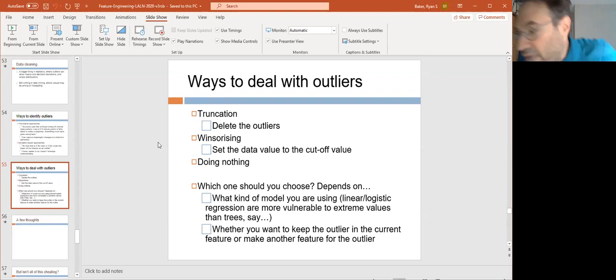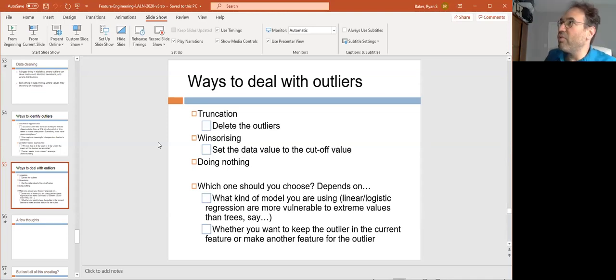That can have the benefit of not getting rid of data that you want to keep, but it also can lead to weird results where you have a lot of clumping right at your very extreme edges. You could also do nothing. Which one should you choose? Well, it depends on what kind of model you're using. Linear and logistic regression are more vulnerable to extreme values than trees, say.